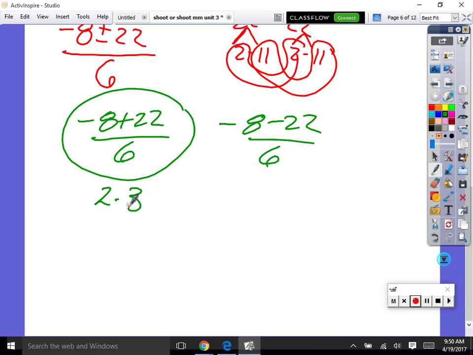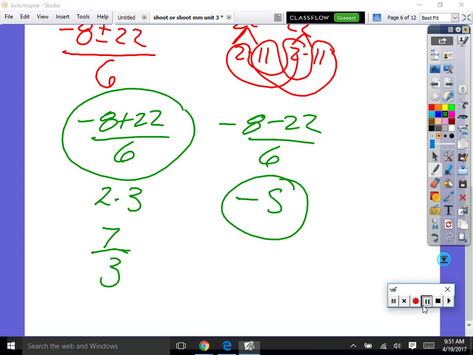2.3, or if you change it back to a fraction, it would be 7 thirds, or was it 7 halves? Colby, do you remember, what did we say that fraction was? 7 thirds. And then negative 8 minus 22 divided by 6 was what? Negative 5. Okay, cool. Okay, all right.